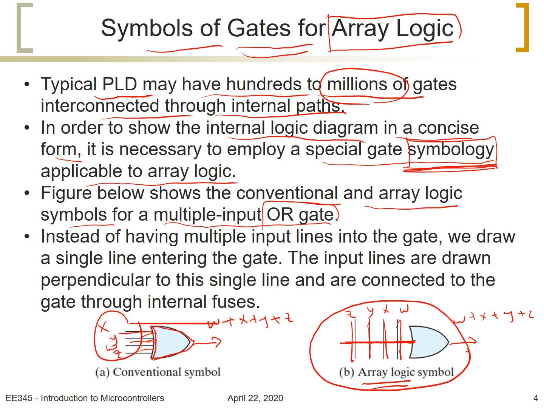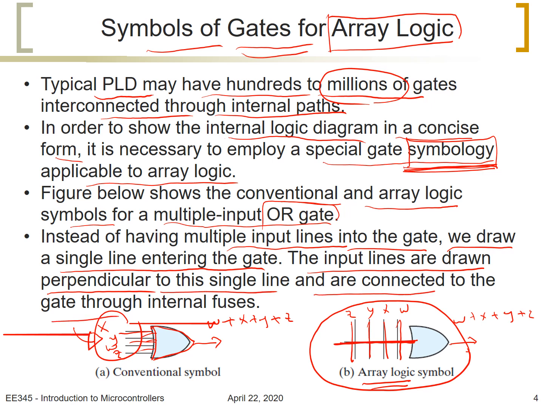So instead of having multiple input lines into the gate, like we used to have in this example, we draw a single line entering the gate, which is this line here, and the input lines are drawn perpendicular to this single line and are connected to the gate through internal fuses. So usually if we have 100 variables, we connect all of these, and whatever we want to OR, there will be an internal fuse here. If it is connected, then Z will be ORed. If it is not connected, then Y will not be ORed, will not be input. This will become clear later on.